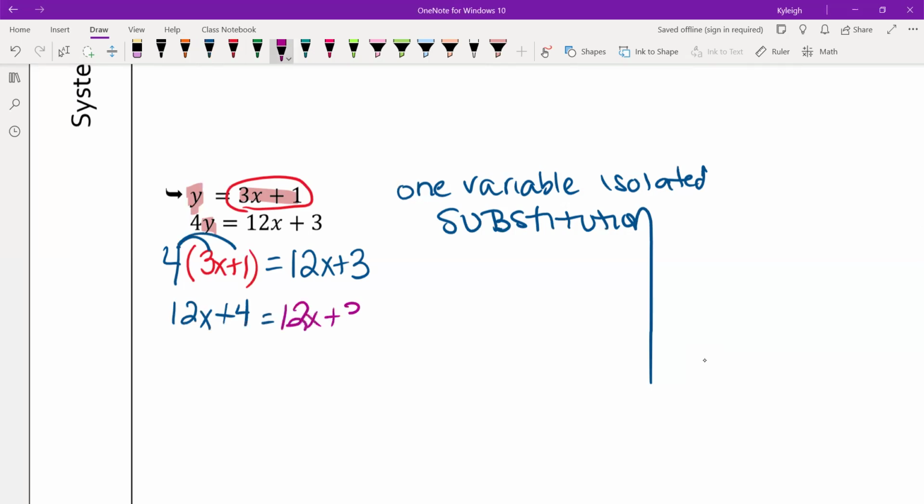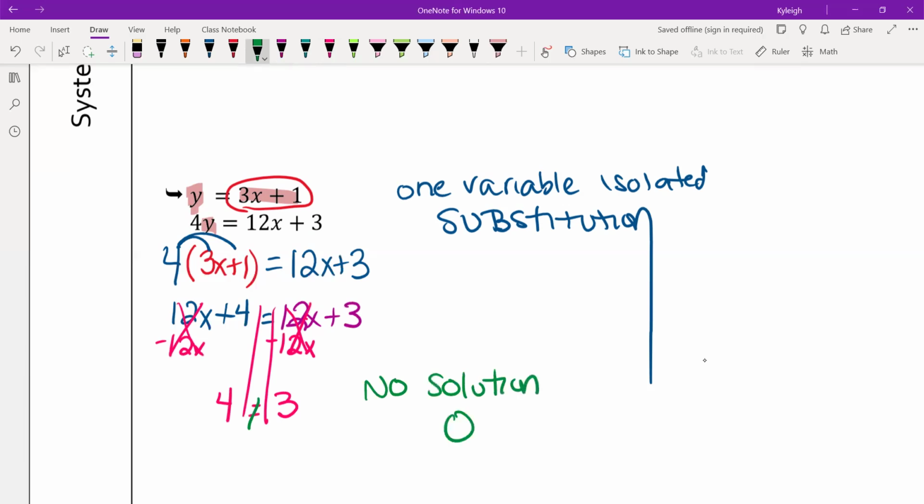12x plus 3. Now we have variables on both sides, so I have to move my 12x to the other side. And the opposite of a positive is a negative. So those x's cancel. I'm left with 4 and 3. Is 4 equal to 3? No, it's not. So it's no solution.